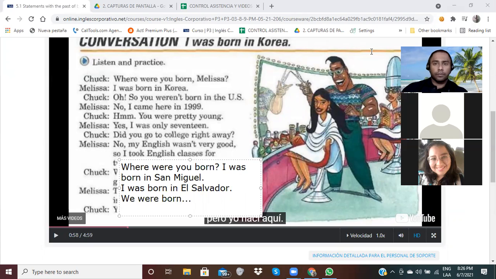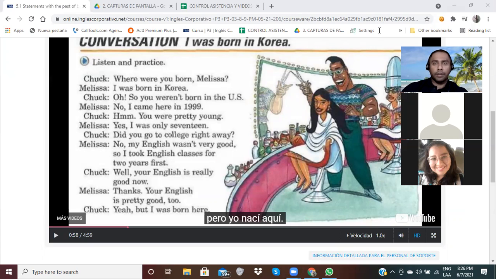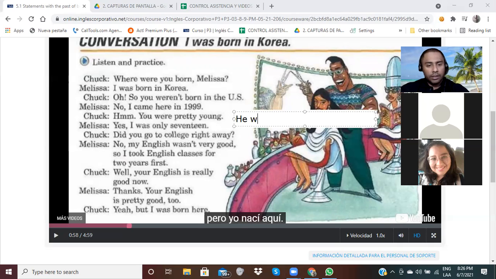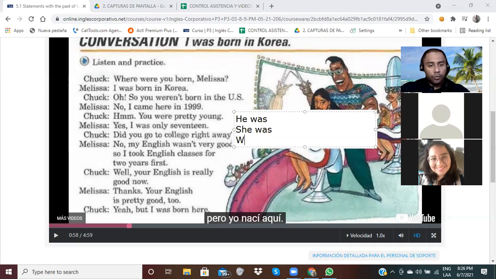And the passive verb to be. Correct. The verb to be. You, we, and they is with were? Correct. I, he, she is with what? That's right. He was and she was and we were and they were.